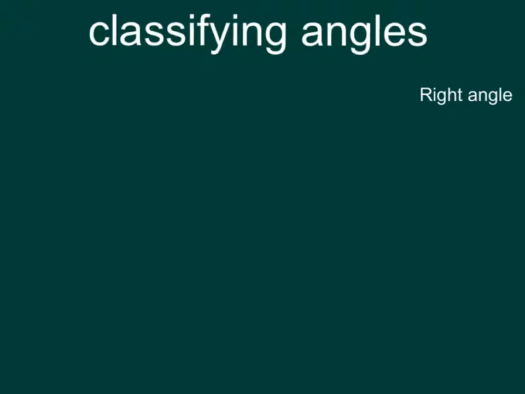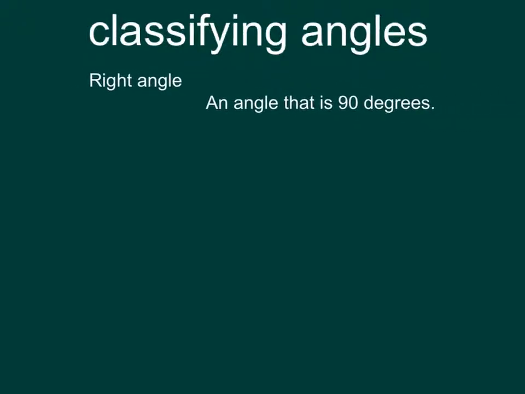Next is a right angle. A right angle is an angle that is exactly 90 degrees. So I'm going to do my best drawing a right angle, but this is almost a right angle. And what we do is we put this little symbol in here, and this means that it's a right angle and it's 90 degrees.